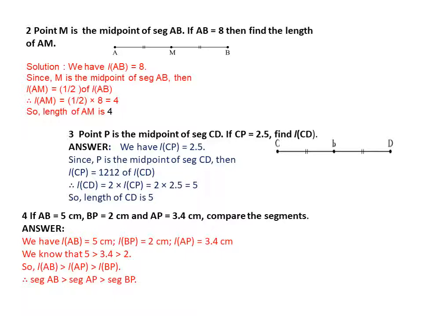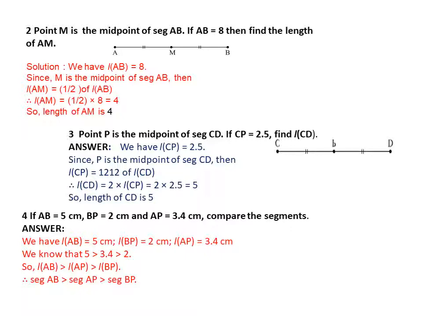Now we have length AB equal to 8. Since M is the midpoint of segment AB, length AM is equal to half of length AB. Half means divide by 2. That is, length AM is equal to half multiplied by 8, which means 4. Therefore, the length of AM is 4.